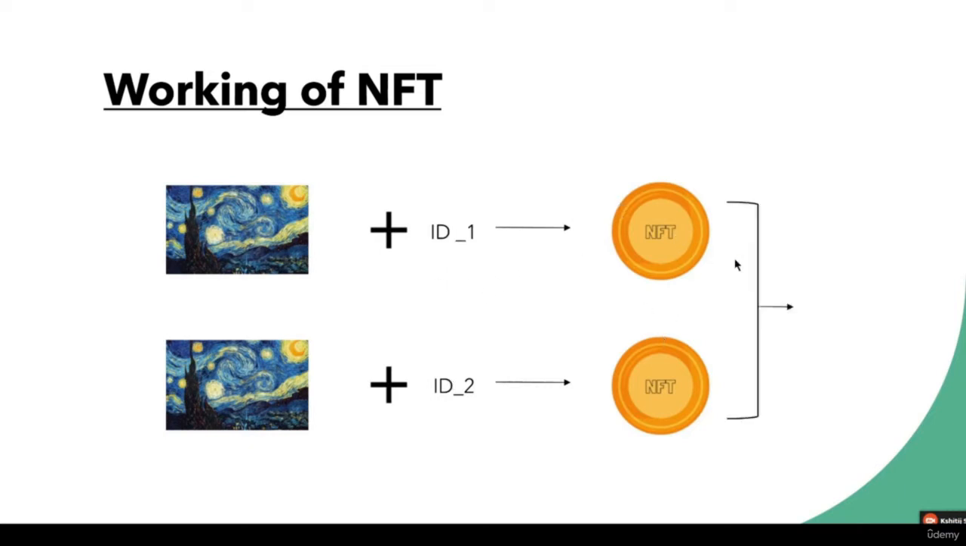Now here we have created both these NFTs with the same image. There is no difference in the image. Both the images are the same. Both of them are digital items. But the NFTs that we have created with this are not equal. That is why we call them non-fungible tokens.